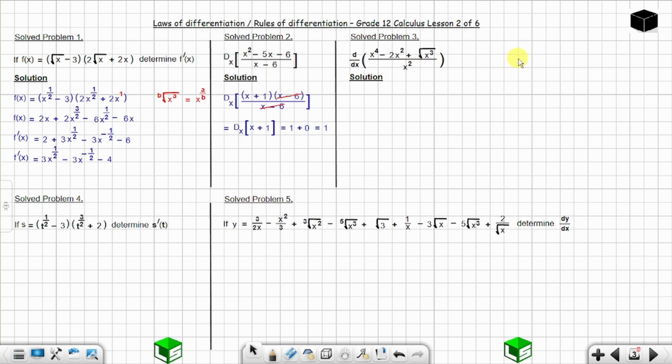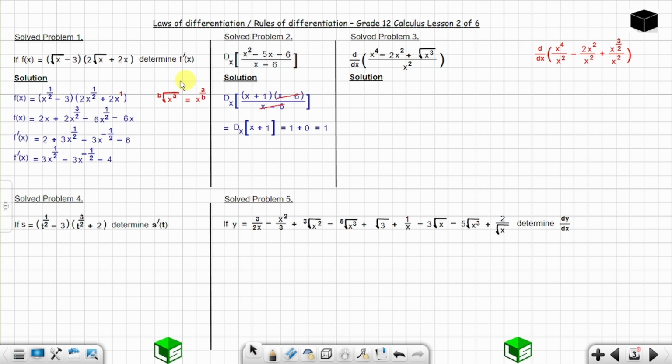Let me show you. The first one is x to the power of 4 over x squared, minus this over x squared, plus this over x squared. Remember, we are going to get rid of the root sign, so it will be x to the power of 3 over 2, over x squared.